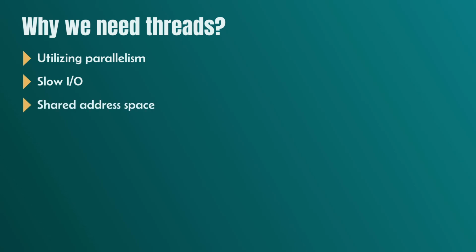And the last reason is shared address space. While processes can also achieve parallelism, threads are more lightweight because they share the same memory space. This makes it easier and faster for threads to communicate and share state, making them ideal for concurrency within a single application.